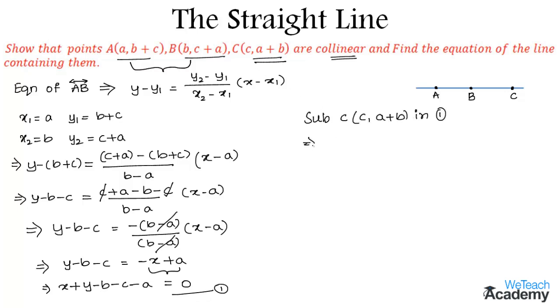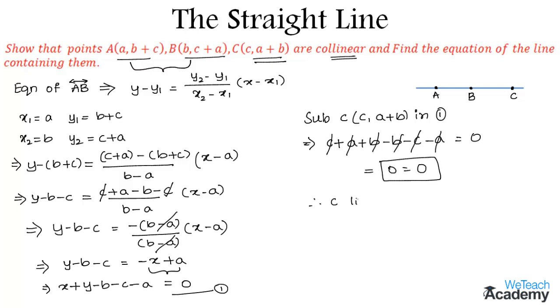So we get C plus the value of y, which is A plus B minus C, and minus A, is equal to 0. Here C and minus C get cancelled, and similarly all these terms get cancelled as they have opposite signs. So we get 0 equals 0. Therefore we can say that the point C lies on the line AB.